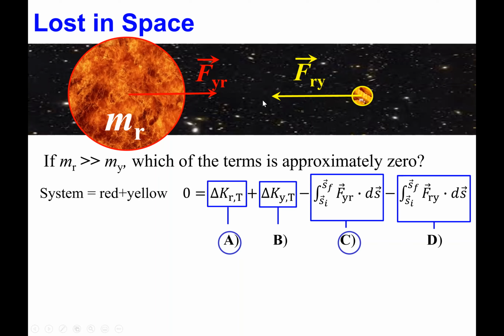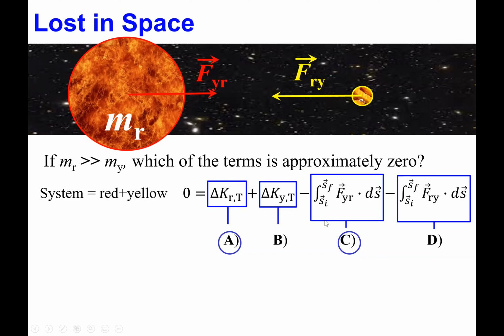So if we think about that, the force acting on the very large object has a lot more mass to accelerate. Therefore, the speed that it attains due to the force of the yellow one acting on it is going to be much less. Therefore, we can say that the change in kinetic energy of the red object is very, very small.